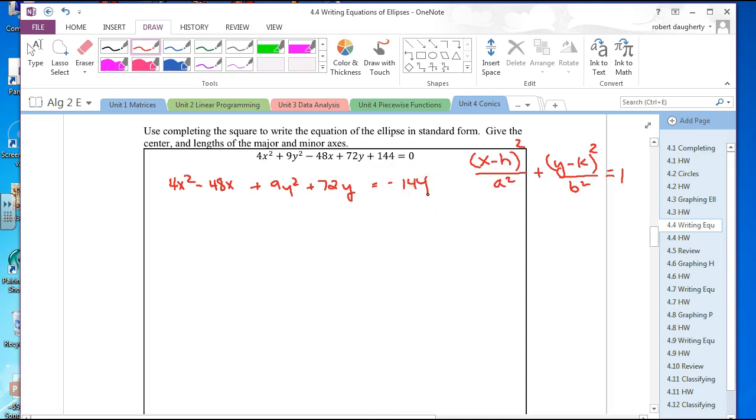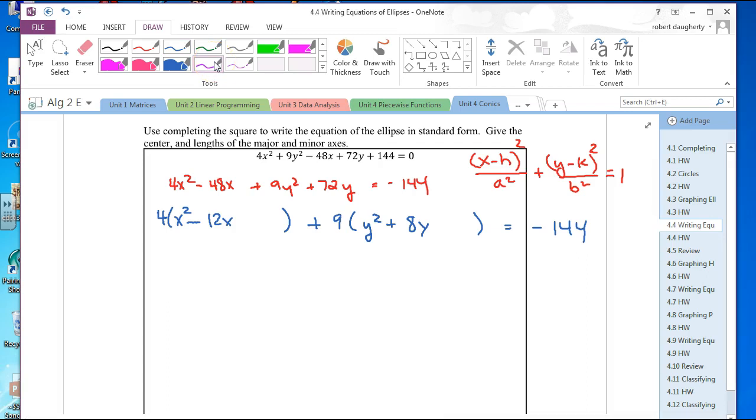Now, what do I have to do to complete the square? In x, I have to be able to factor out what? A 4. So I'm going to write this as 4 times x squared minus what? Yeah, 12x, and then I'm going to leave some space right there. Plus, I need to factor out the 9 y squared plus how many y? 8y, and again, leave some space, equal negative 144. Okay. And now we can complete the square.